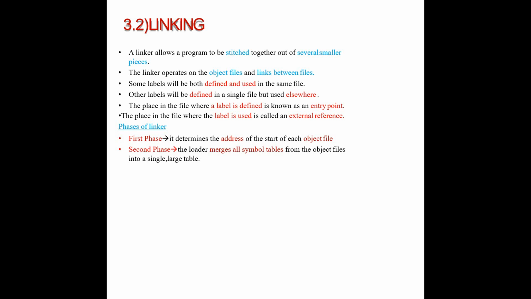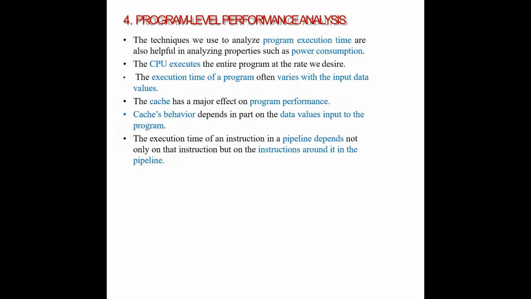The linker has two phases, that is, first phase and second phase. In the first phase, it determines the address of the start of each object file. In the second phase, the linker merges all symbol tables from the object files into a single large table.